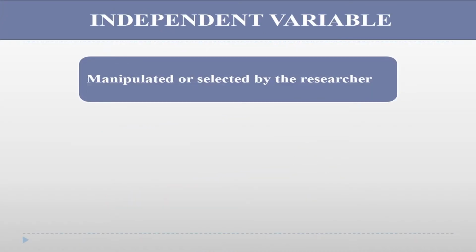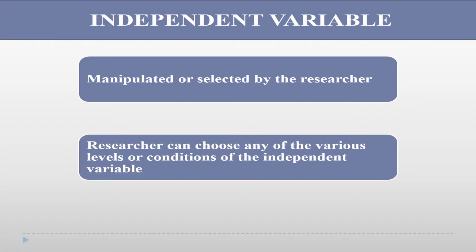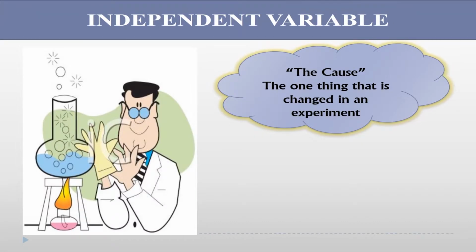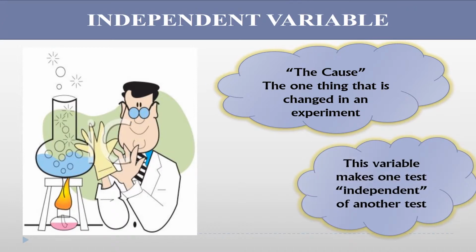The first is the independent variable. An independent variable is manipulated or selected by the researcher. Manipulation means that the researcher can choose any of the various levels or conditions of the independent variable and impose them on the subjects to observe the differential effects that are produced in the behaviors of the subject groups. An independent variable thus refers to the cause or the one thing that is changed in an experiment. This variable makes one test independent of another test.